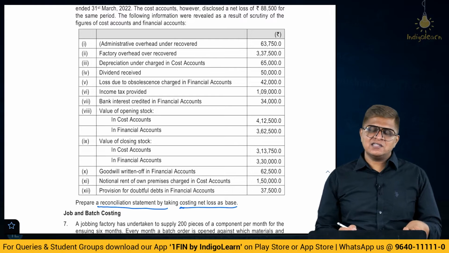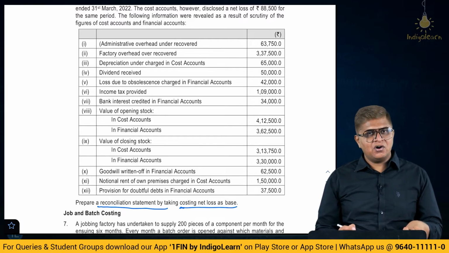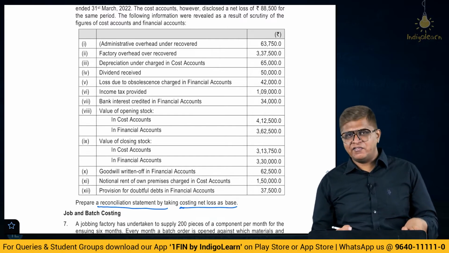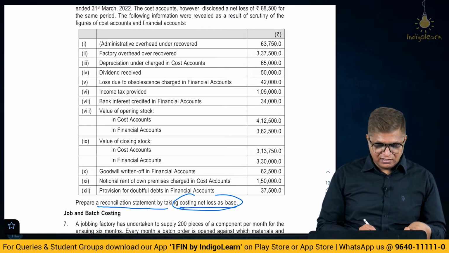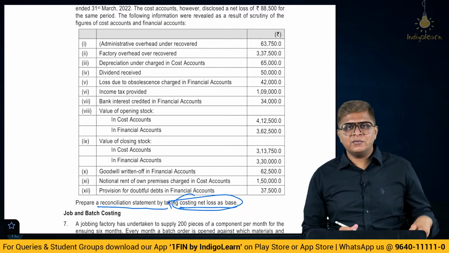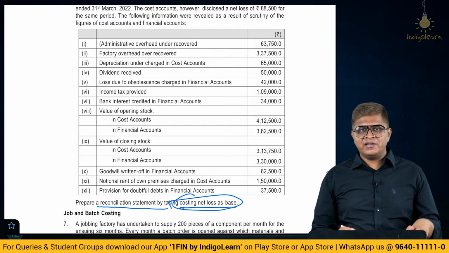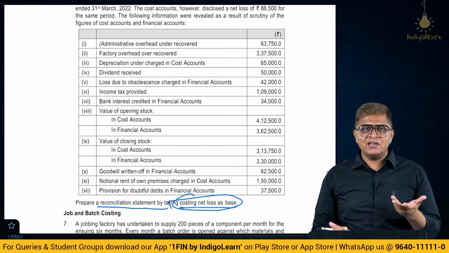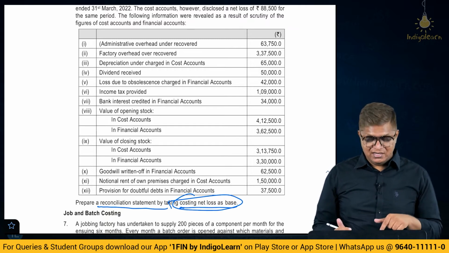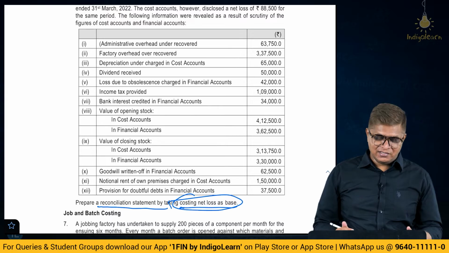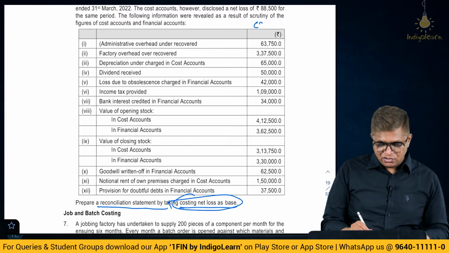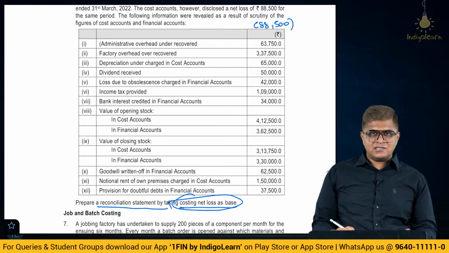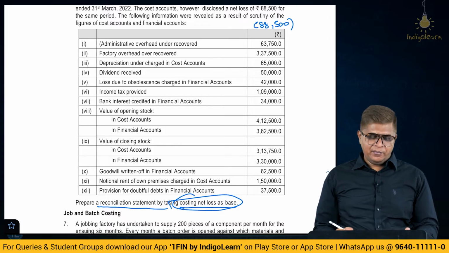So I said we can either start from financial, arrive at the cost, or we can start by costing P&L and arrive at the financial P&L. But here they are specifically telling us you take costing net loss as the base. So don't do that mistake of starting from the financial P&L. In spite of doing everything correctly, we may end up losing marks. So take the costing net loss as the base. So our starting point will then be a loss of 88,500, and then we start doing all the adjustments to arrive at the financial P&L.